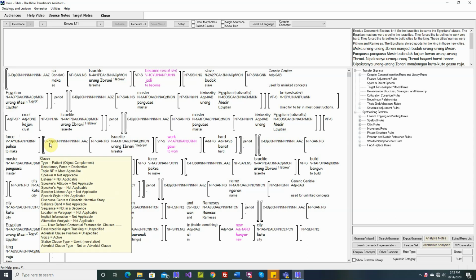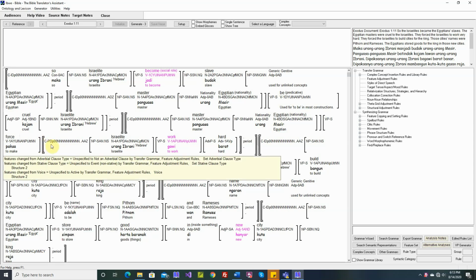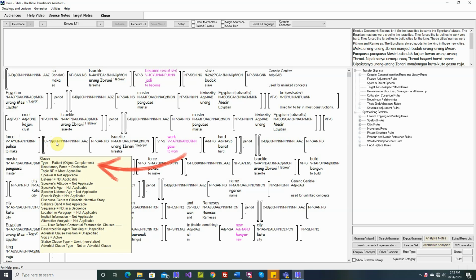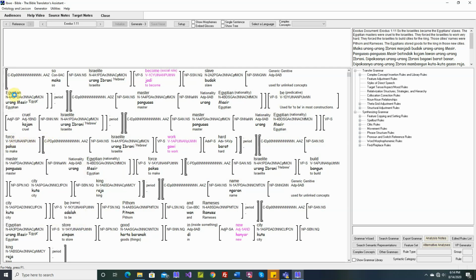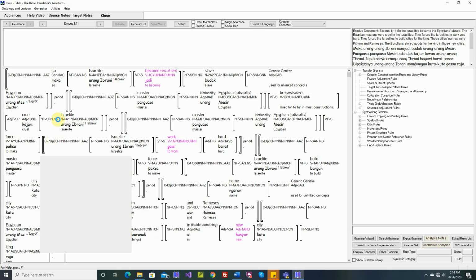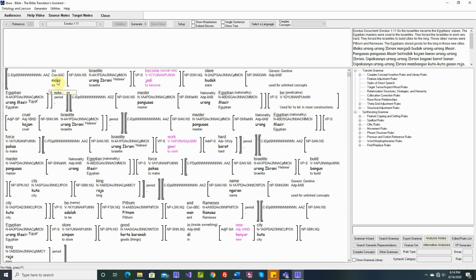There are also dependent propositions. Their brackets are slightly smaller. If we rest our cursor here, the pop-up tells us that its type is patient, in other words, an object complement. This clause, this proposition, is functioning as the patient of this verb to force. So there are independent propositions and dependent propositions. There are also individual words, conjunctions, and adpositions at the clause level, the proposition level.